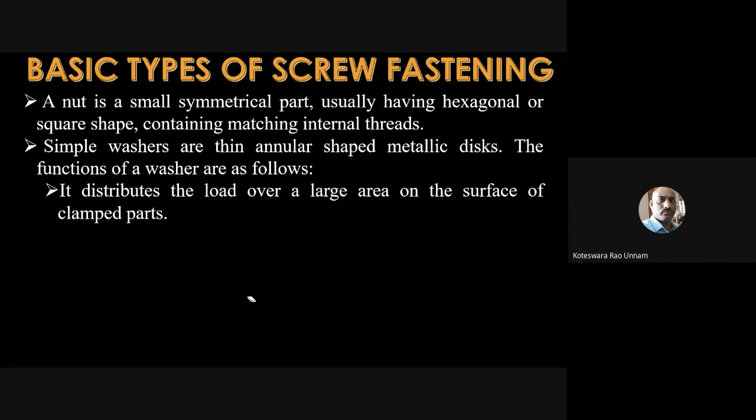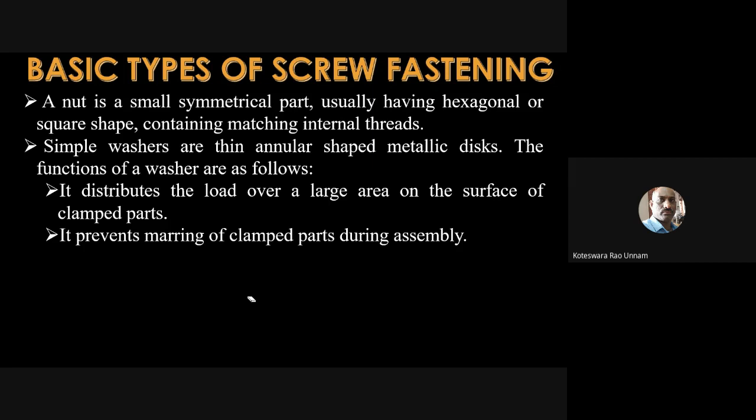If the contact area is less, then your contact stress is going to be more. Stress is nothing but load by area. For the same load, if the surface area is more, the stress is going to be less. If it is less, the stress is going to be more. So if you use a washer, the distribution of load decreases the magnitude of the stress. That is the meaning of that statement. It distributes the load over a large area, so that means load per area. Distribution of load over a large area means load by area is small. That means the stress is small on the surface of the clamped parts.